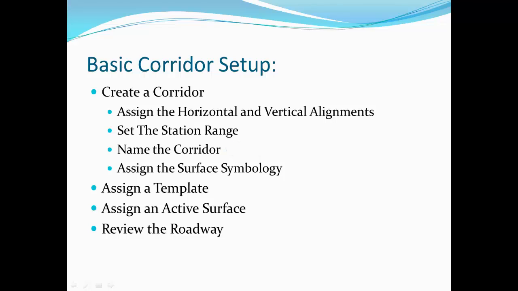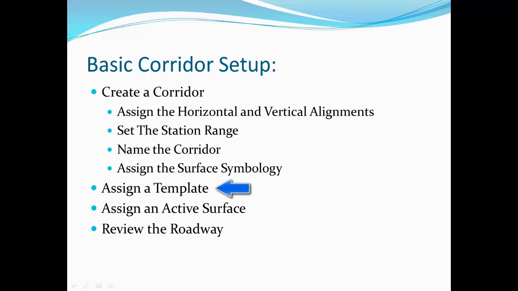Once you have a corridor named, it's also a good idea to select the surface symbology of either DTM PR for the proposed top surface, DTM EX for an existing corridor pavement material, and then also the DTM temp for any temporary road modeling. Once a corridor is defined, you can then move on and assign a template.